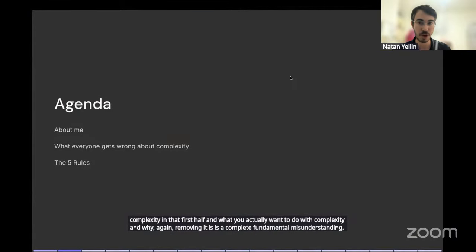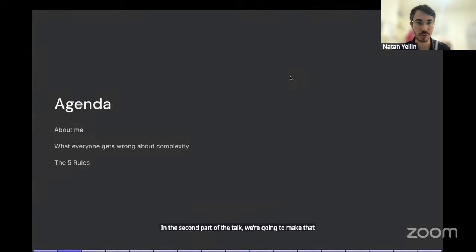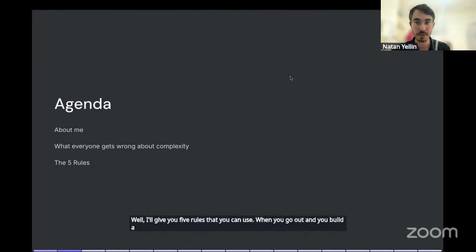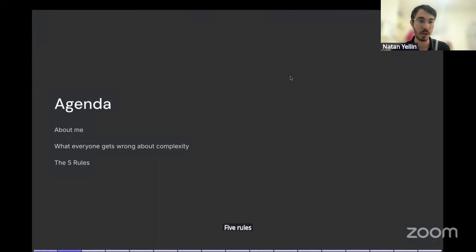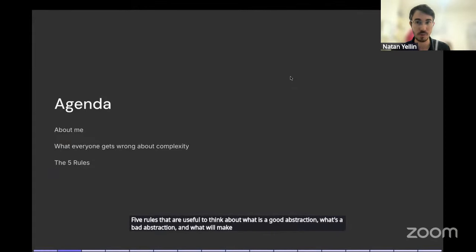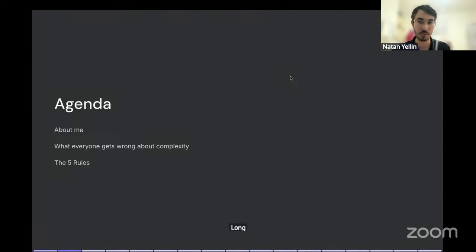In the second part of the talk, we're going to make that more practical. I'll give you 5 rules that you can use when you go out and build a platform and make specific architectural decisions. These 5 rules help you think about what is a good abstraction, what's a bad abstraction, what will make your platform successful, and what decisions will potentially harm the adoption of the platform long term and make it hard for developers to use that platform and build upon it.